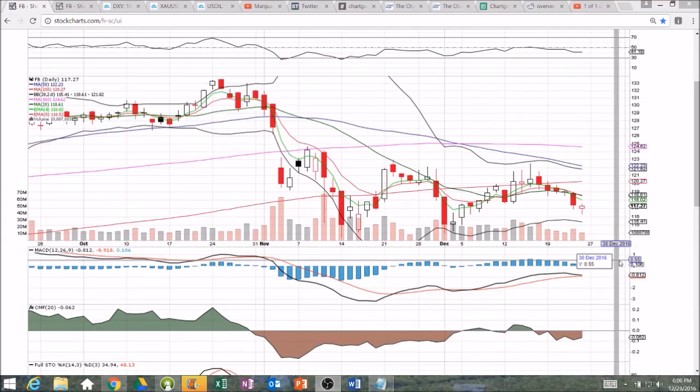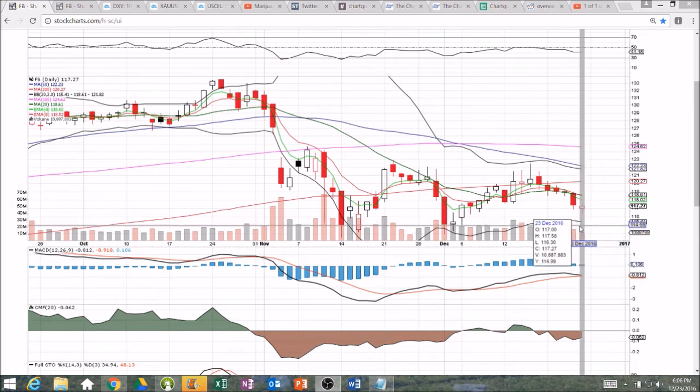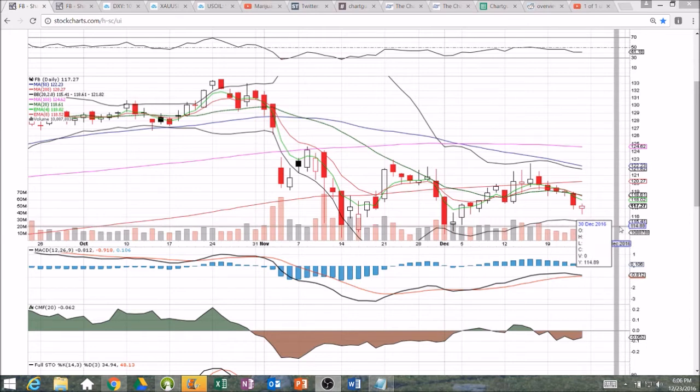Looking at Facebook on the daily, weekly, shorter term time frames, a bullish reversal candlestick after 5 red days in a row. Bulls need to see a green day on Tuesday to confirm this. The middle Bollinger Band will be the first resistance we encounter. That will be in the mid-118s. The bulls have to close above that level, turn it into support to confirm this reversal candlestick.